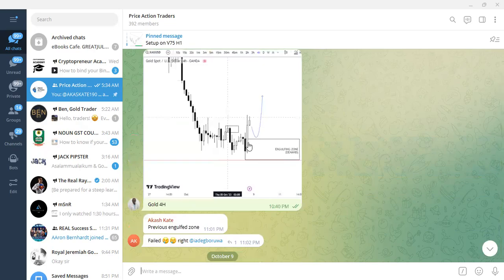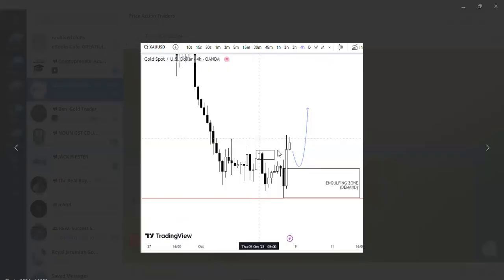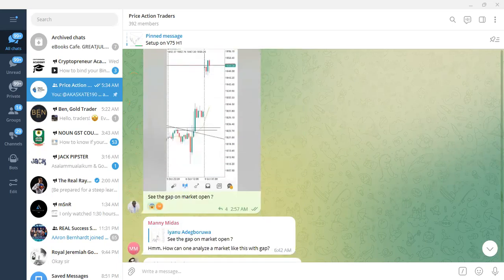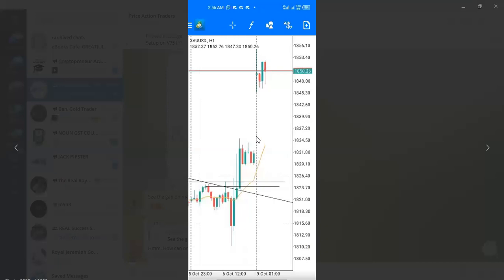Yeah, this is my setup that I put up on Friday. On Friday, I said price will likely bounce higher, seeing this strong engulfing zone. Price came on the opening of the market in the midnight. I put this up around 2:57 a.m., as predicted.